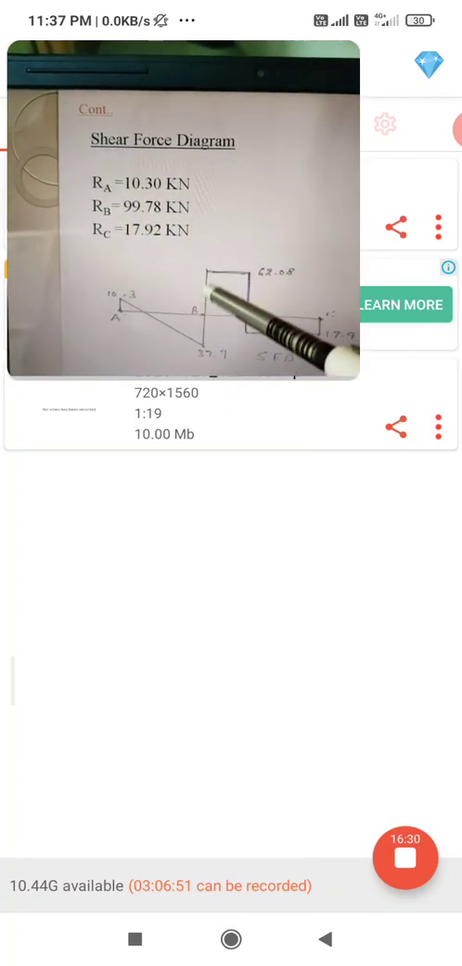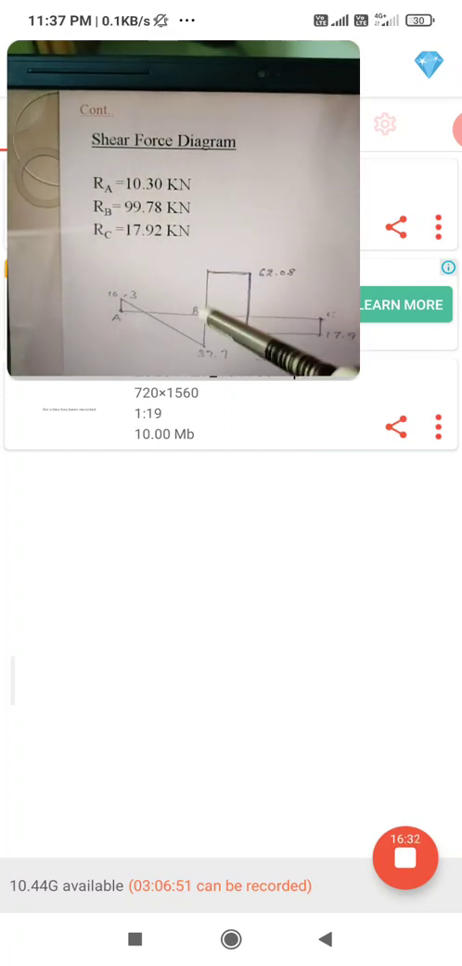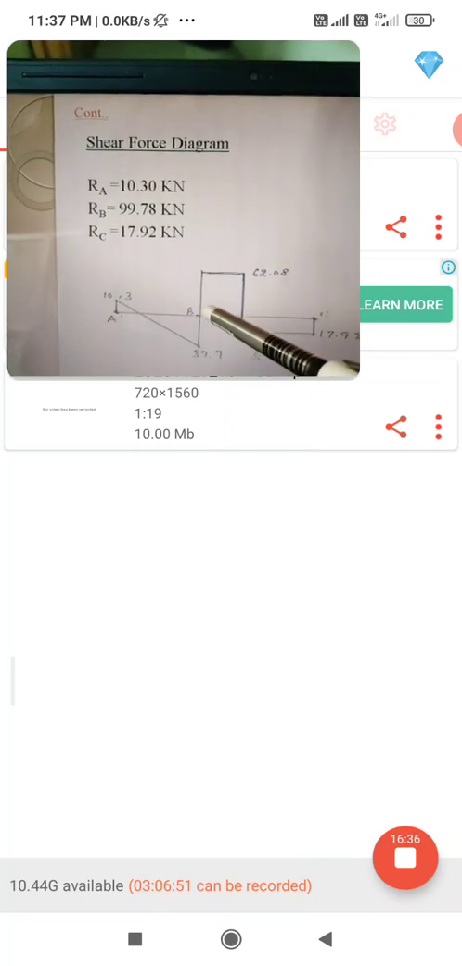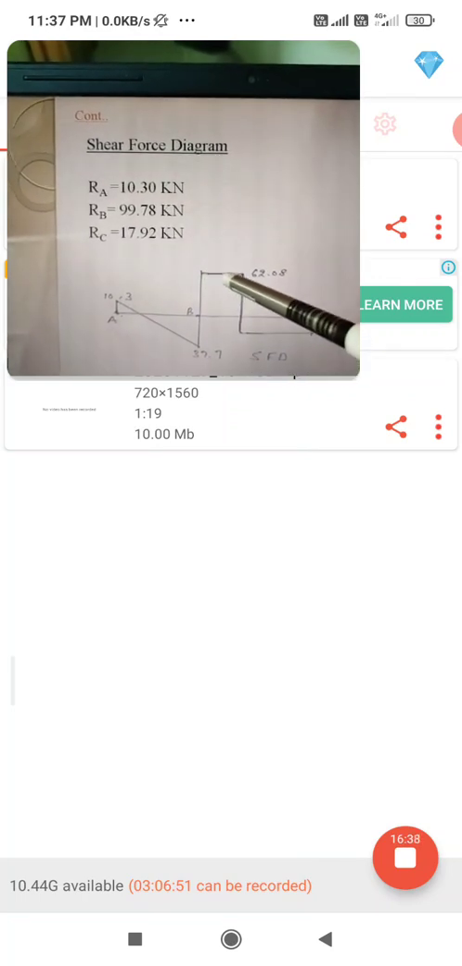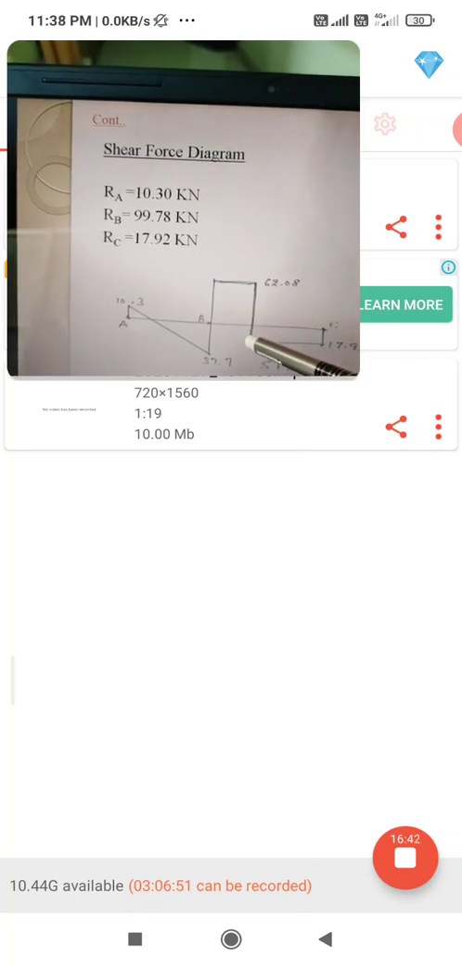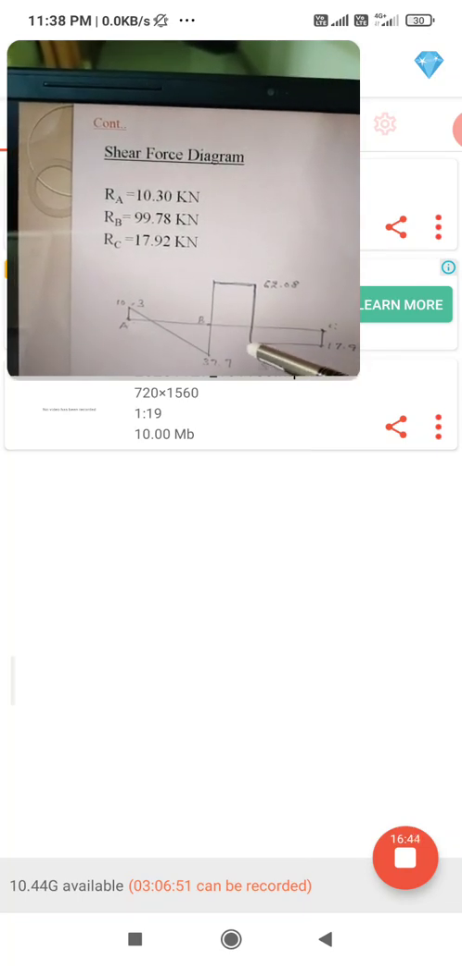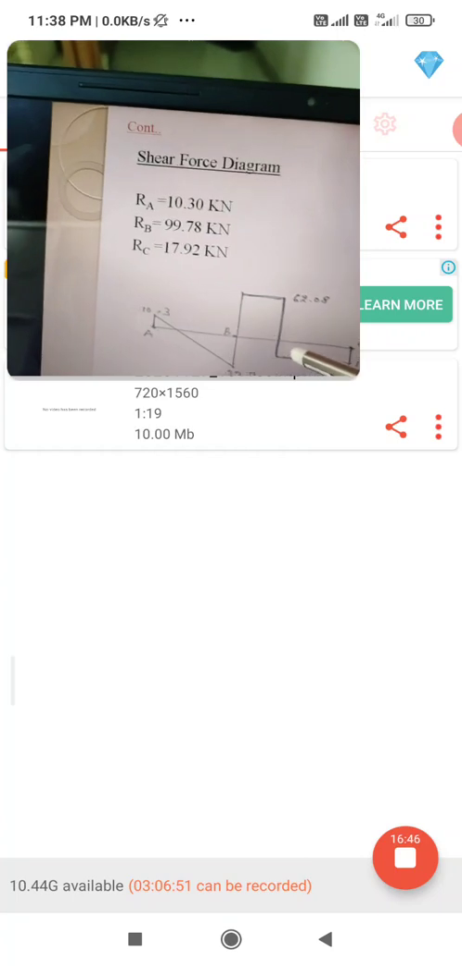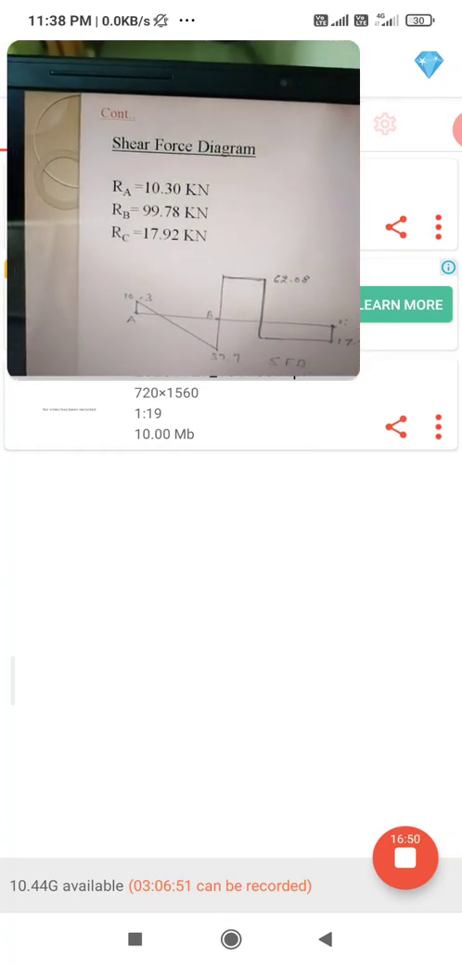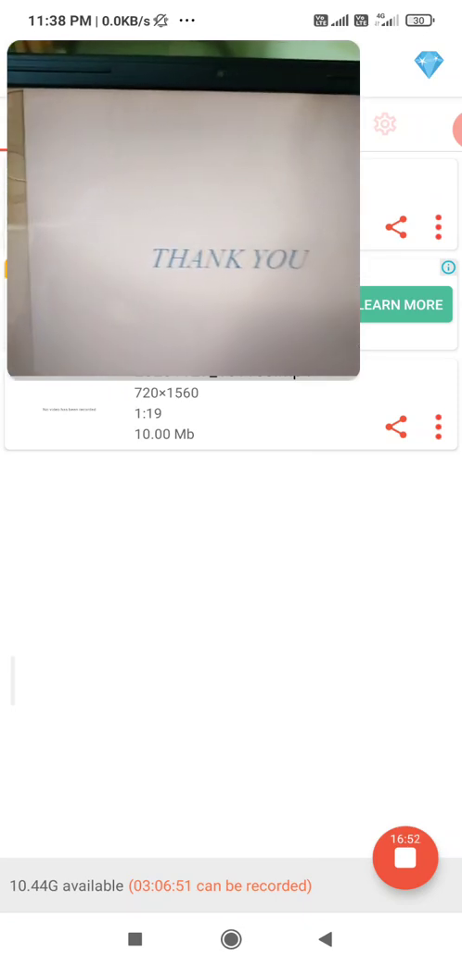And what is the total reaction here? 99.78. 99.78 minus 37.7, you will get 62.08. Take the straight line because of the point load. Come down, 80 minus 62.08, so you will get 17.92. So just join this. Thank you.